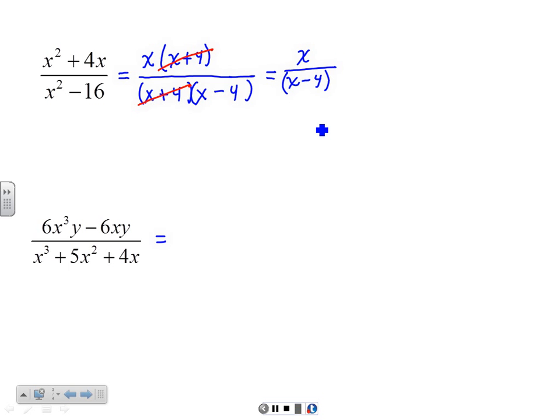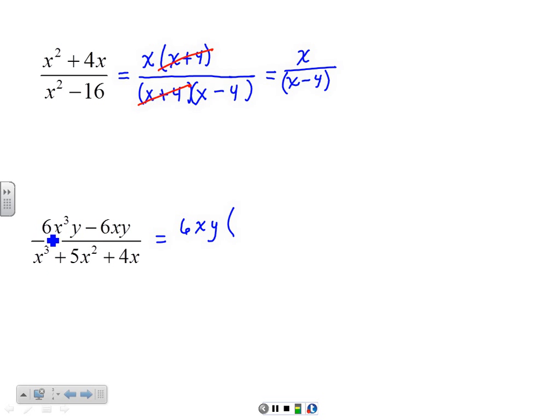Alright, on the top, there is a 6 in common, and there is an x in common, and there is a y in common. What I want to show you here is, remember, if you have addition and subtraction, if you have anything aside from a monomial, you have got to factor first. The first thing in factoring that we always do is look for something in common. In this particular problem, we had a 6 in common, an x in common, and a y in common.